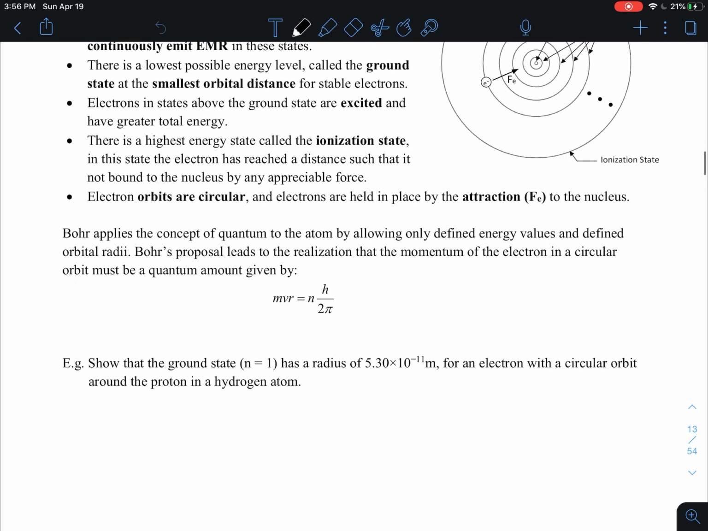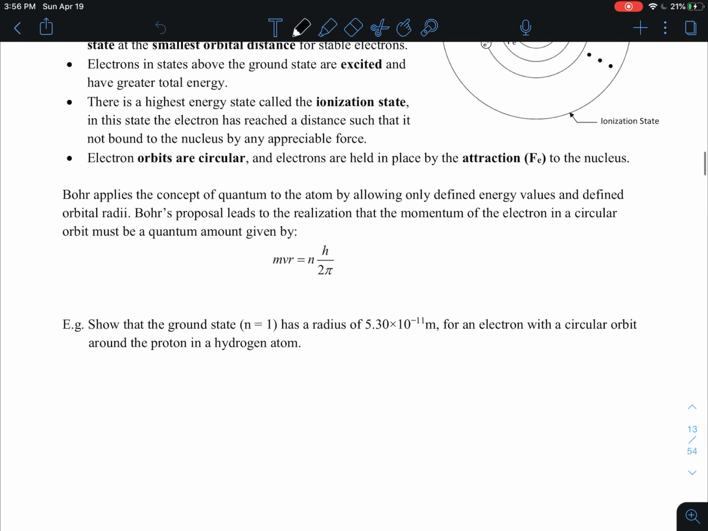All right, we can kind of skip over this equation. Quite often we don't use this, but mvr is equal to nh over 2π. You can consider this to be something to do with the circumference, because we do have a 2πr there, and using the momentum equation. Once again, we do not need to worry about this at this point.